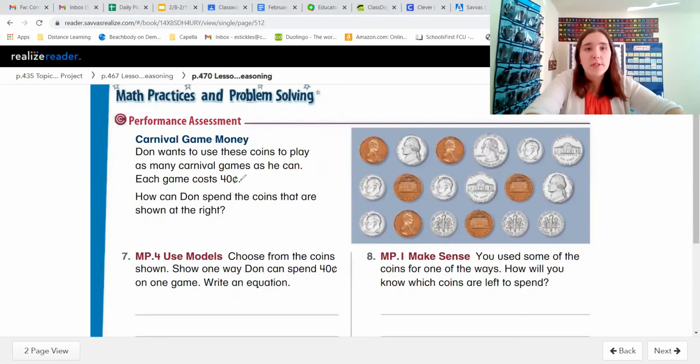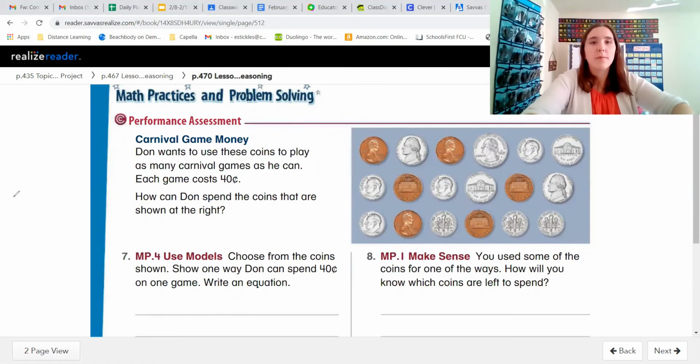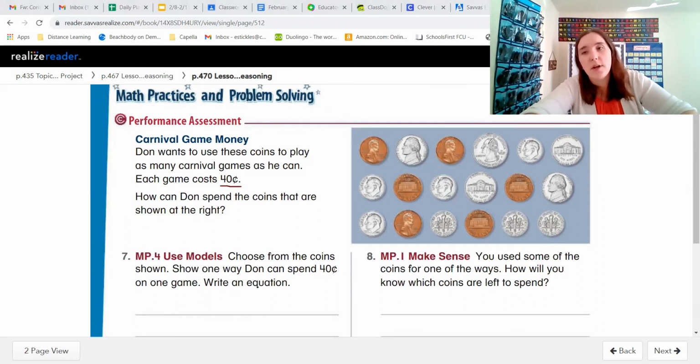Okay, we're gonna do number 7 together, but this is all one big problem, number 7 and 8, so let's read the whole thing. Carnival game money. Don wants to use these coins to play. These are his coins. He wants to play as many carnival games as he can. Each game costs 40 cents. How can Don spend the coins that are shown at the right? So we need to figure out how he can spend these coins to play as many games as possible, and each game costs 40 cents.